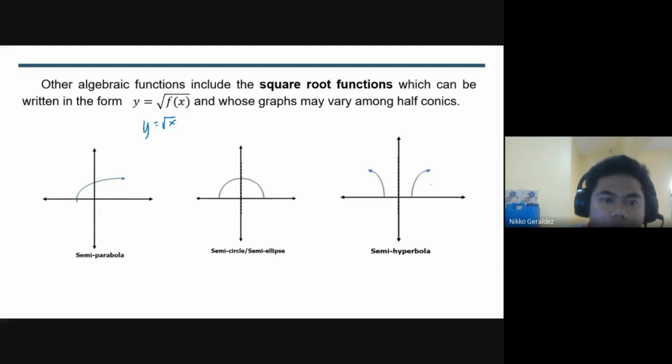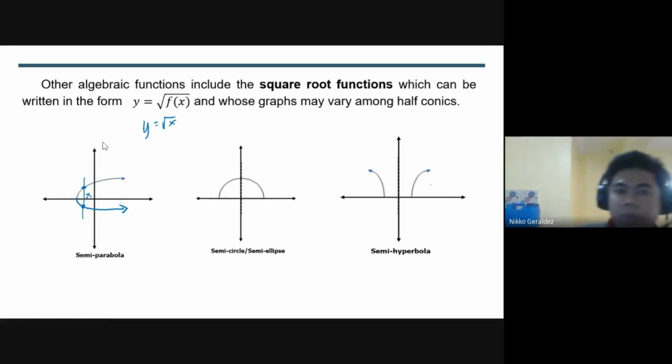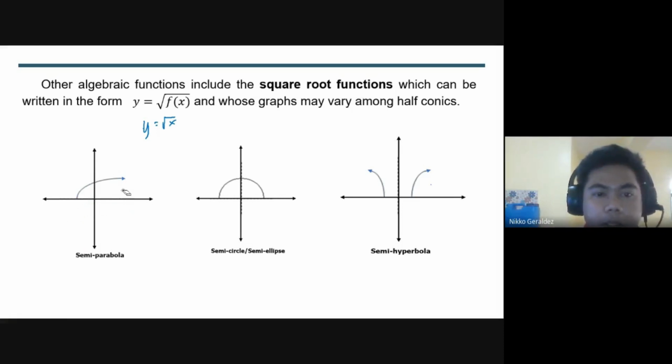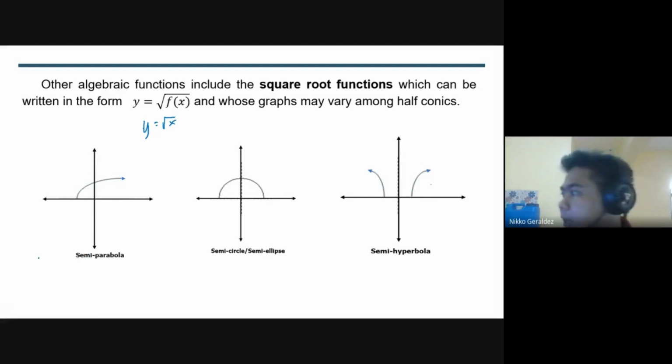Kasi pag pinull parabola mo yan, hindi na siya function. So meron kang same value ng x. So definition natin ng function, no two ordered pairs have the same first coordinate. Kaya ang graph ng square root function, half lang. Pero half conics. Naintindihan po kung bakit half conics? So ito, pag pinull mo yan, full circle, may repetition doon sa value ng x.